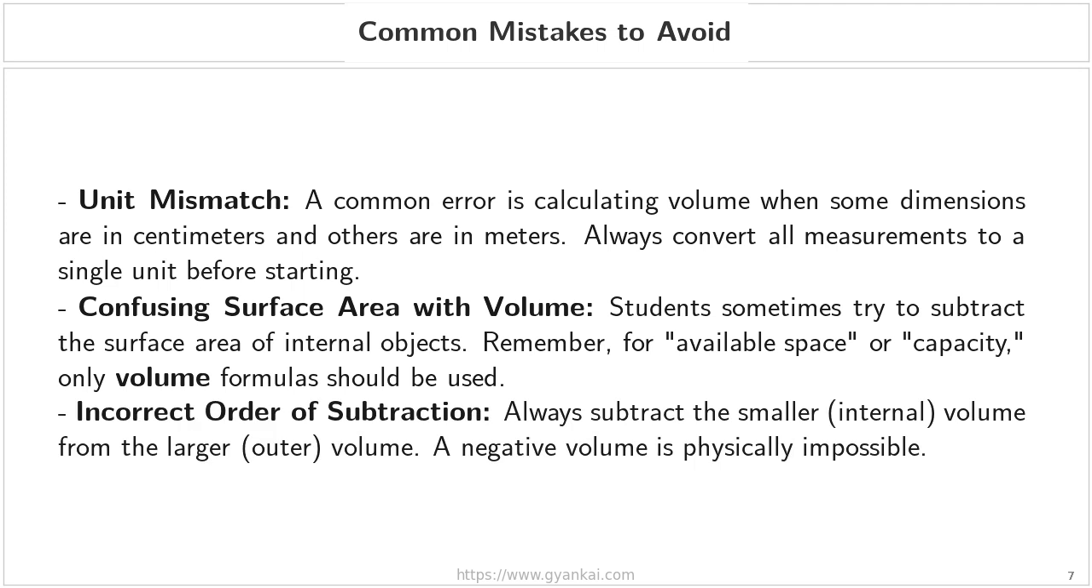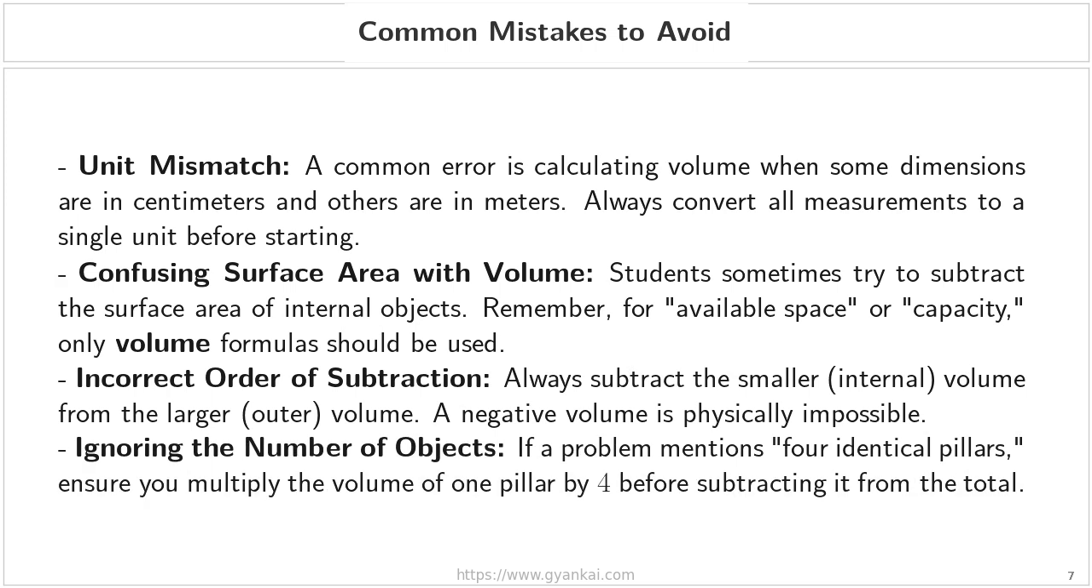Third, watch your order of subtraction. As we saw in the calculation for the storage room, we always take the total volume of the outer structure and subtract the volume of the internal objects. Mathematically, you must subtract the smaller internal volume from the larger outer volume. A negative volume simply cannot exist in the physical world, so if you end up with a negative number, you know you've made a mistake in your setup.